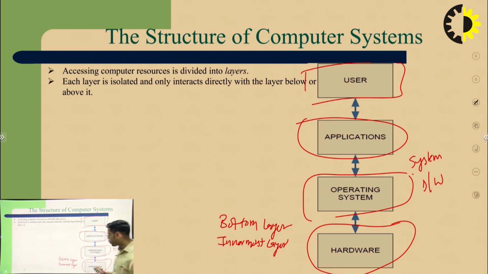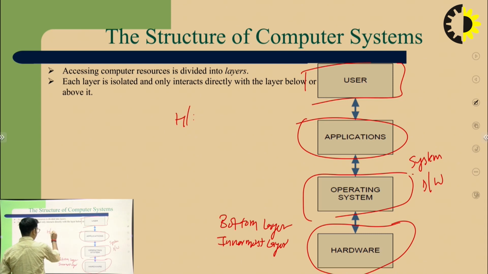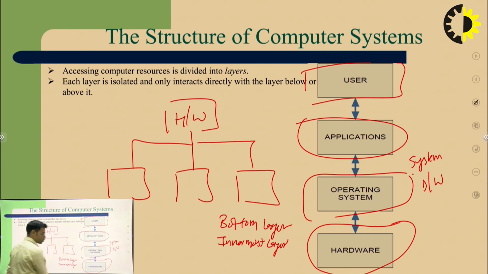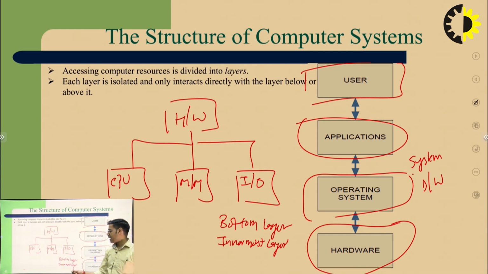If I'm talking about hardware, we can interact with these resources, for example the CPU, memory, that is the RAM, and the third one is the input output devices. So the hardware is divided into these three components: CPU, memory, and input output system. The operating system directly interacts with these resources.